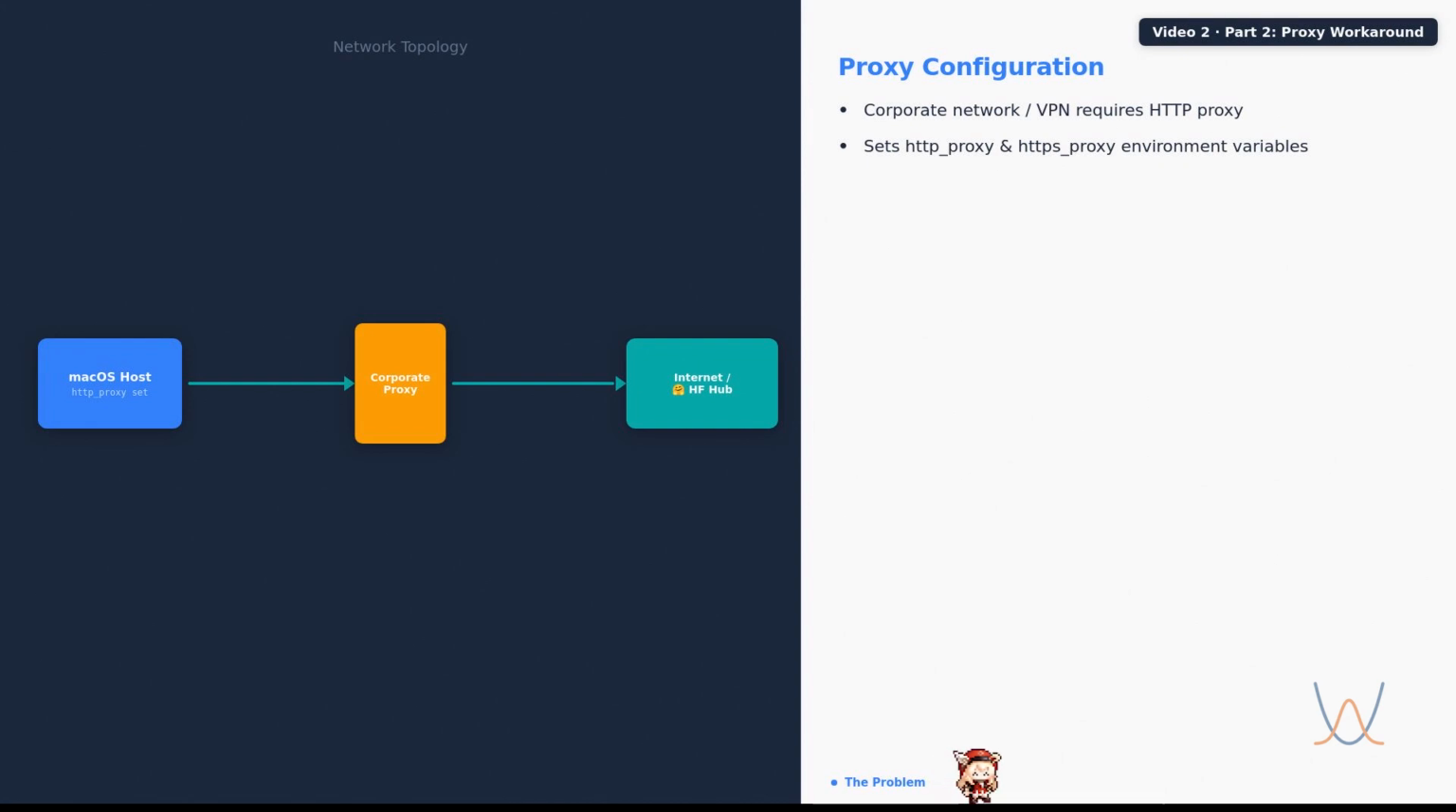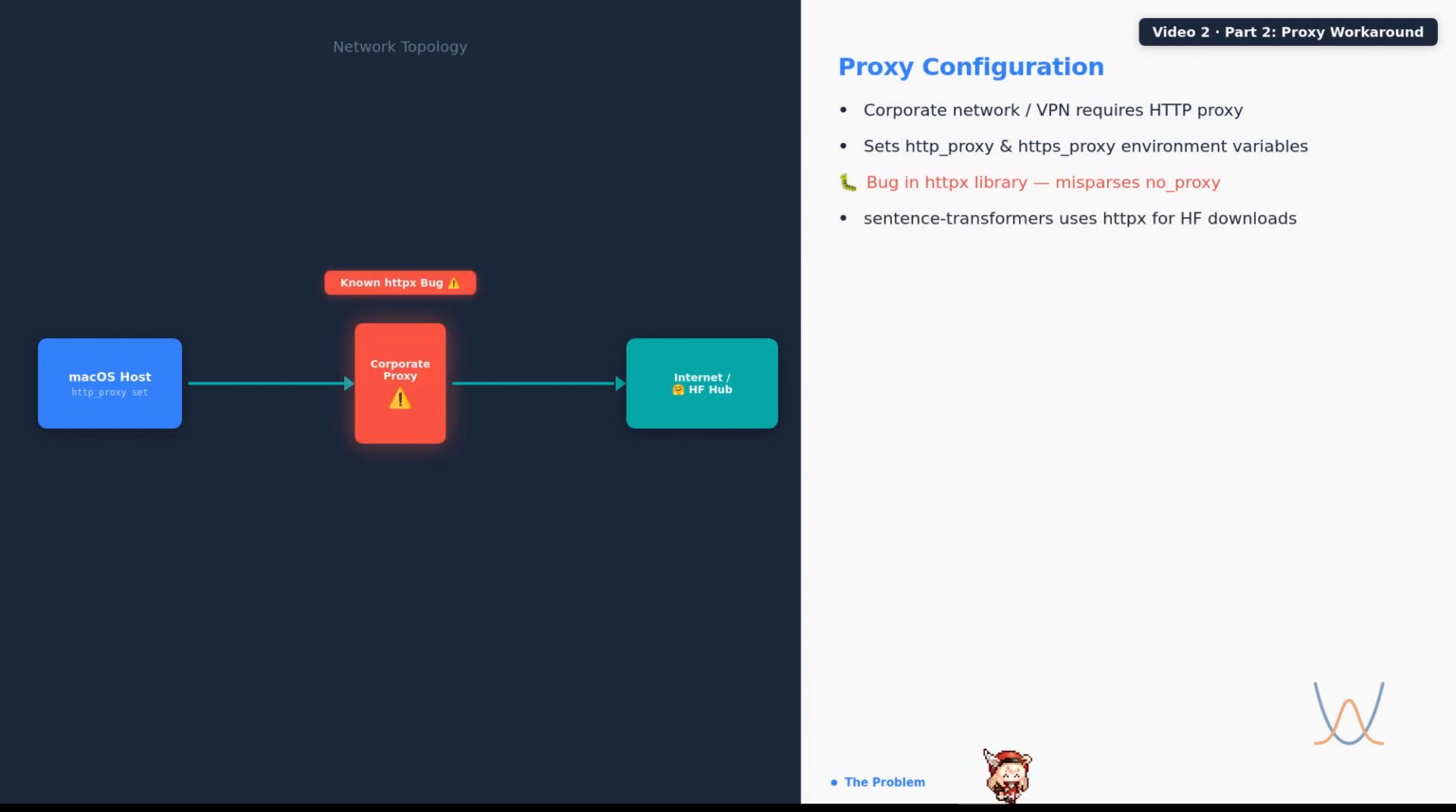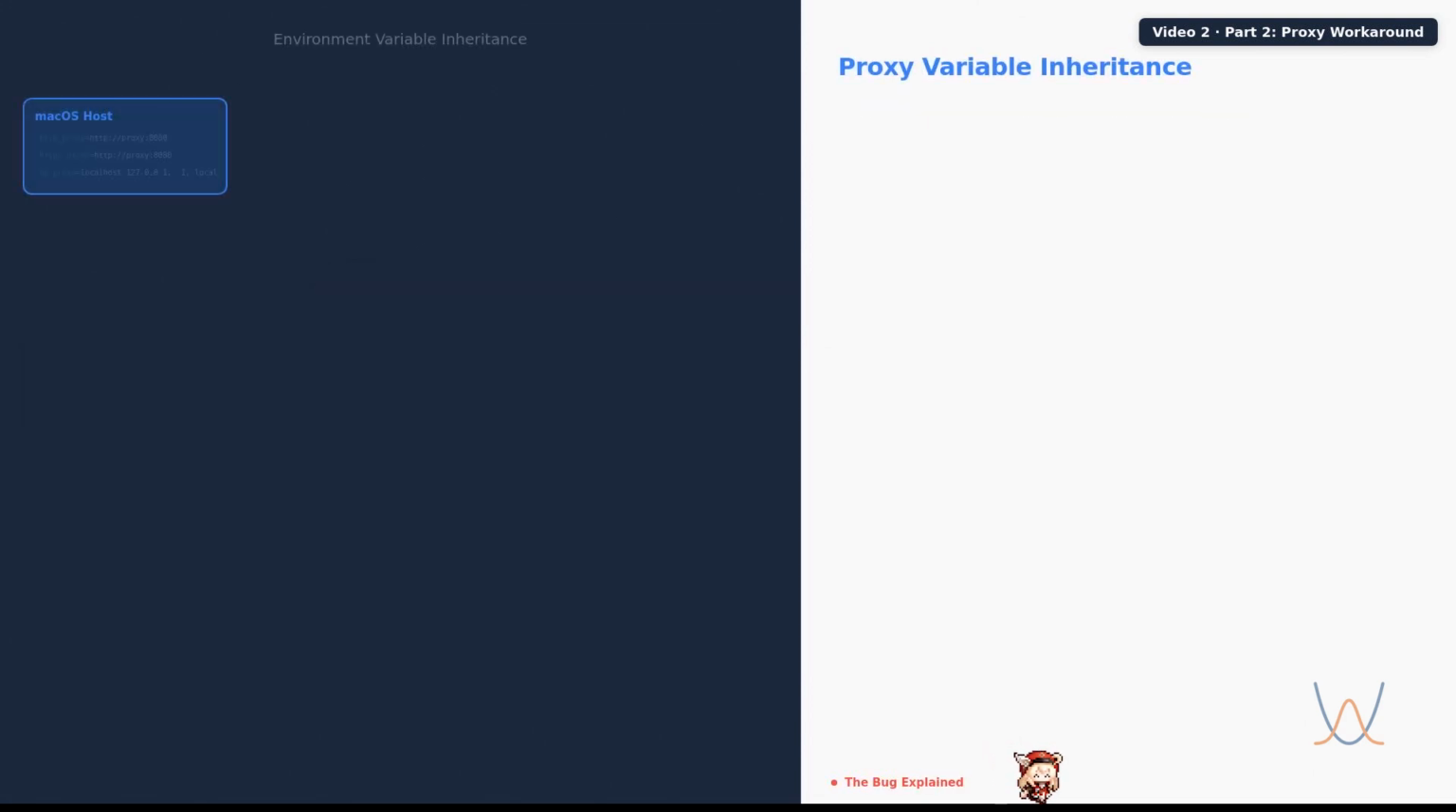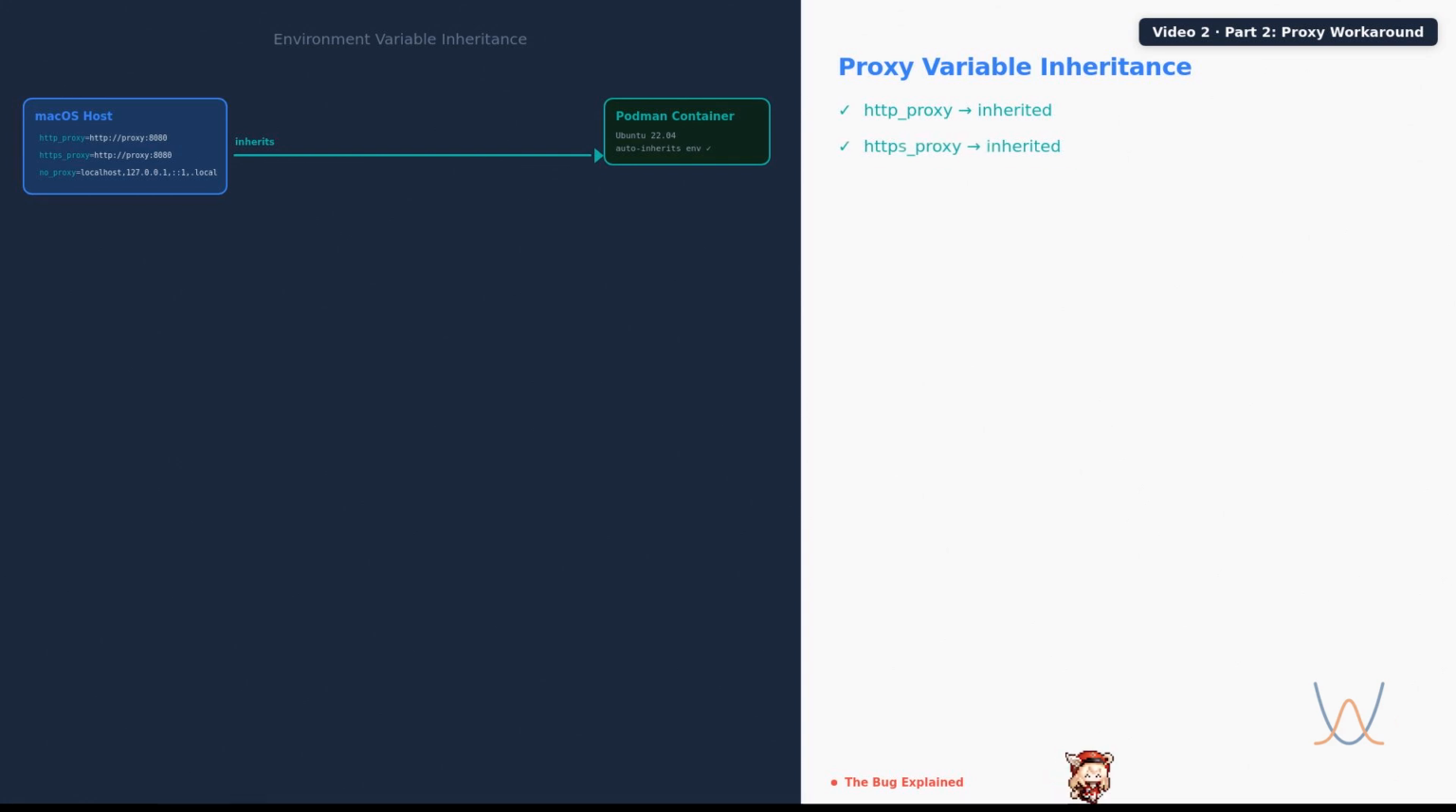At the time of this video creation, there is a known bug in the HTTPX library, which Sentence Transformers uses under the hood to download models from the Hugging Face hub. When Podman launches our Ubuntu container, it automatically inherits proxy environment variables like HTTP_PROXY, HTTPS_PROXY, and NO_PROXY from our macOS host.